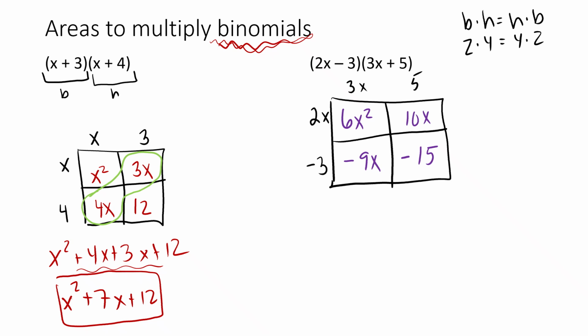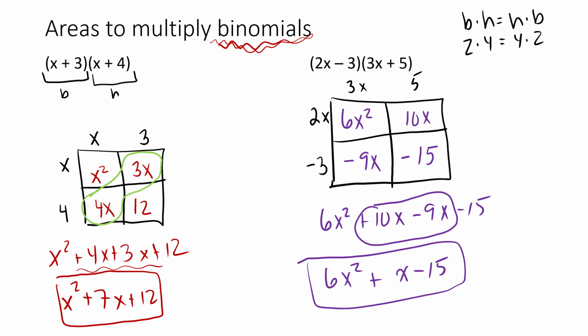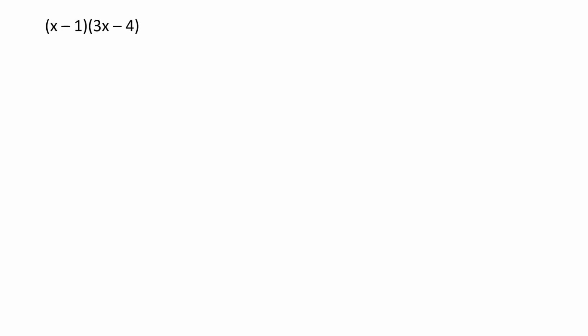And again, we want the entire area here. So we're going to do 6x squared plus 10x minus 9x minus 15. And we see we have those like terms. So we have 10x minus 9x, which would give us 1x or just simply x. If you don't like the 1 there, you don't have to write it. And there's the product. There's the total area.